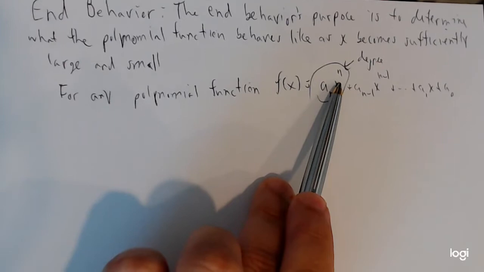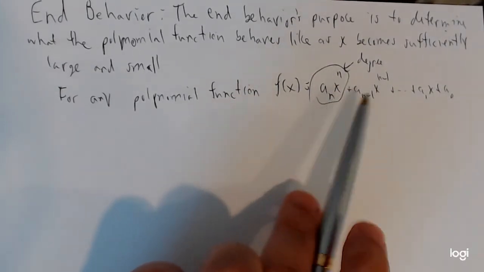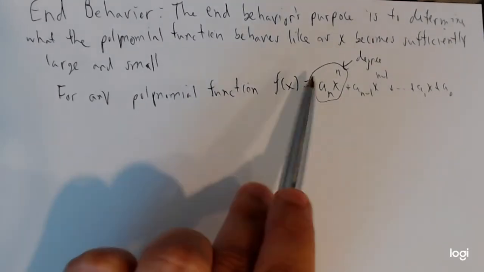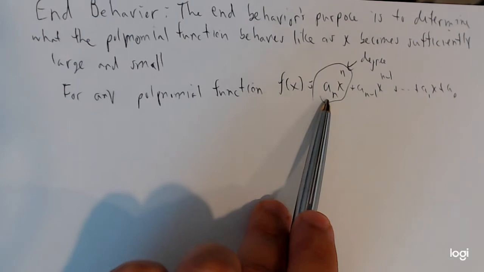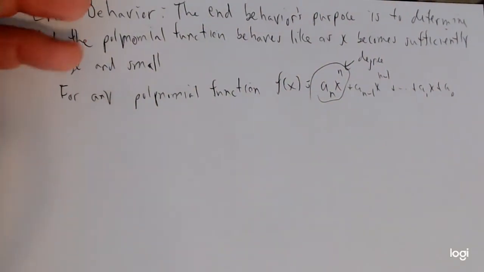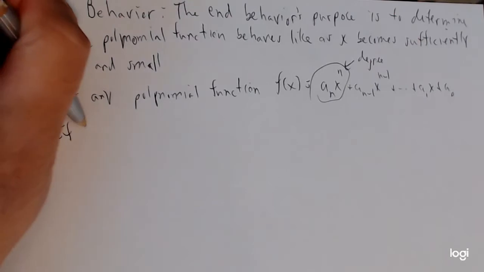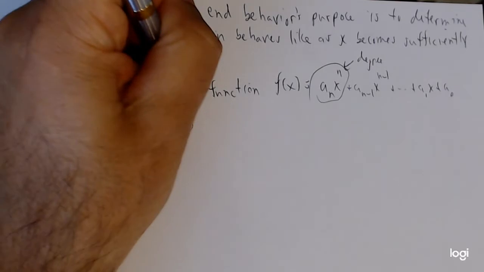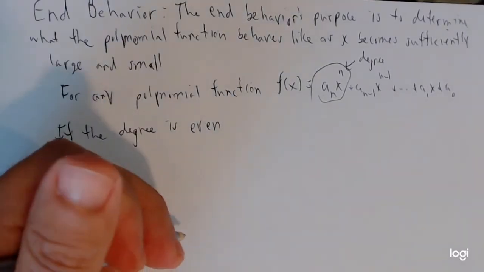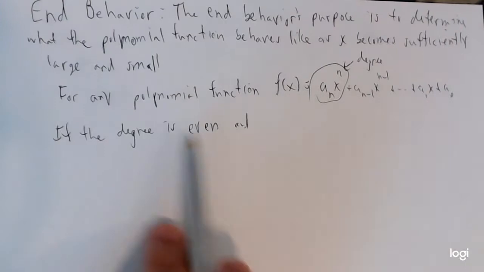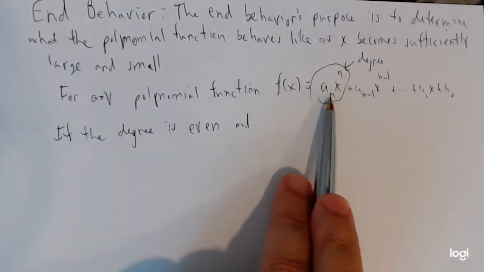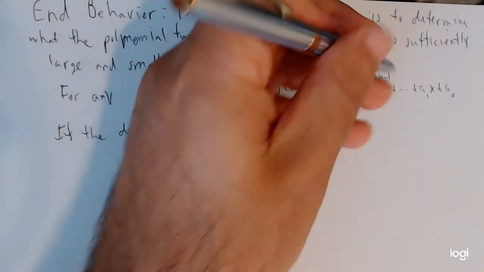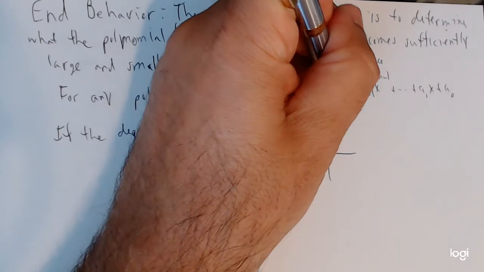Why? Because for really, really large numbers, the expression with the highest degree is going to start determining what happens, if it's going to be positive or negative. So this is what we care about. Okay, so if the degree is even, and then we look at the coefficient, and the leading coefficient is positive, then my end behavior is going to look like this.